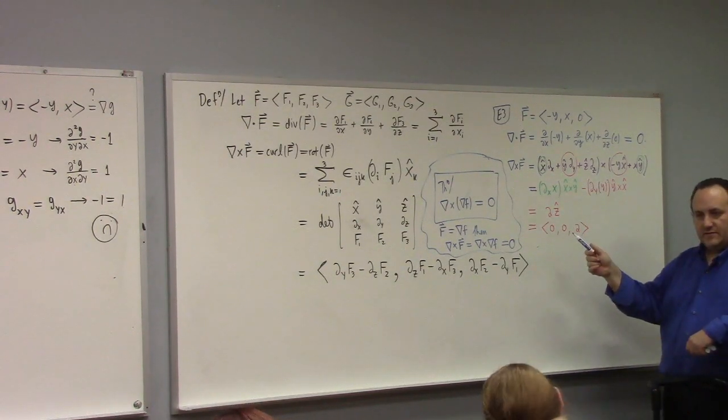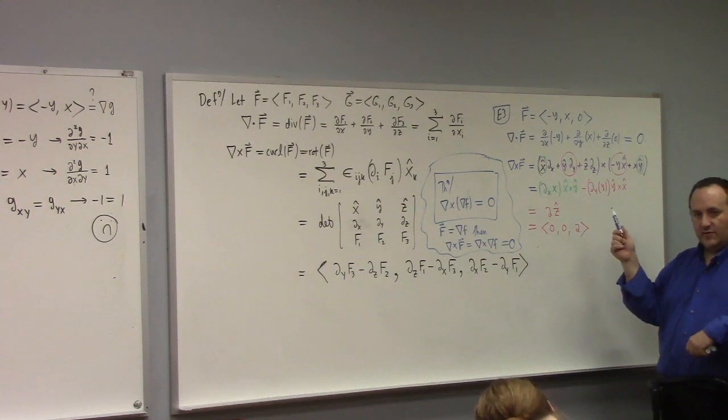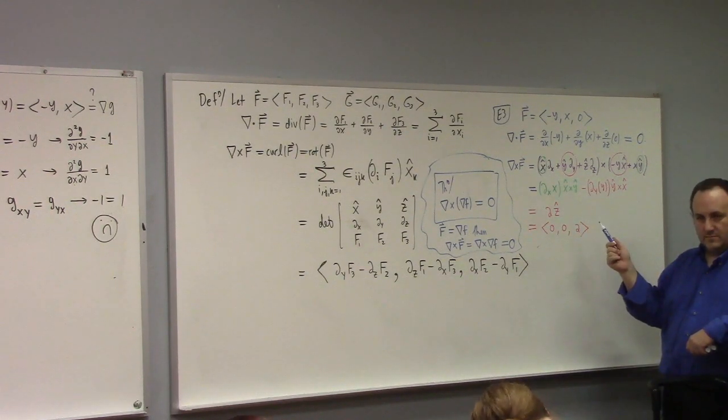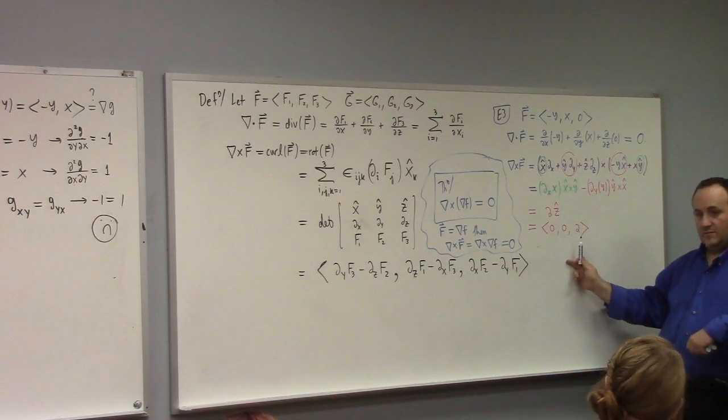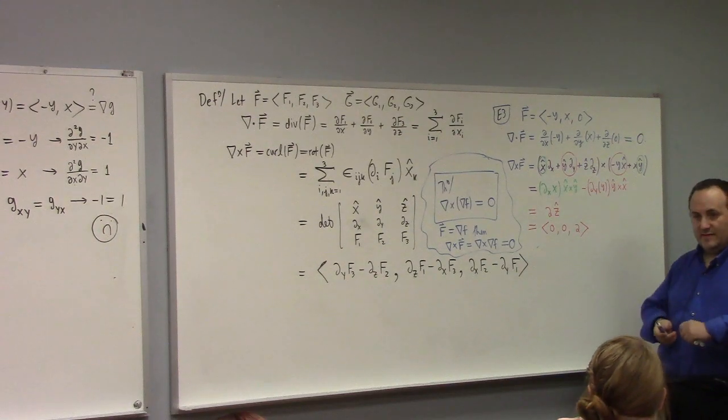if the vector field is conservative, it must have a curl which is 0. This vector field has a curl which is 2. Therefore, it's not conservative.